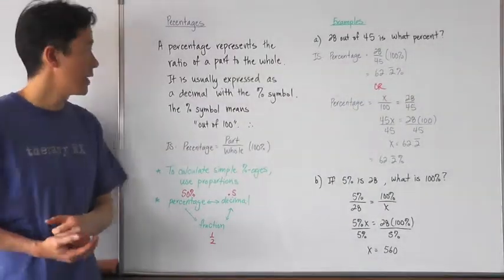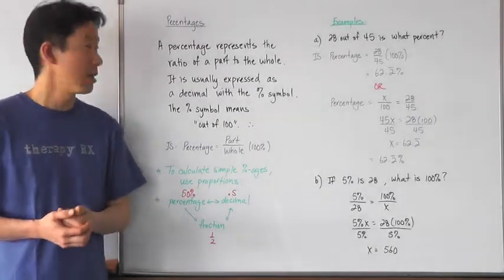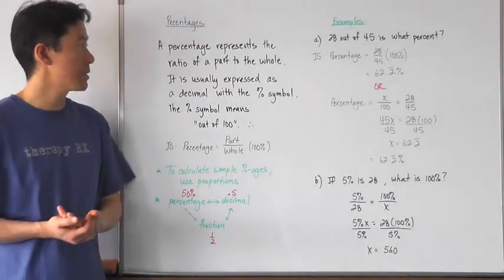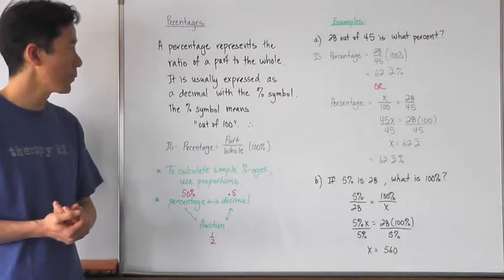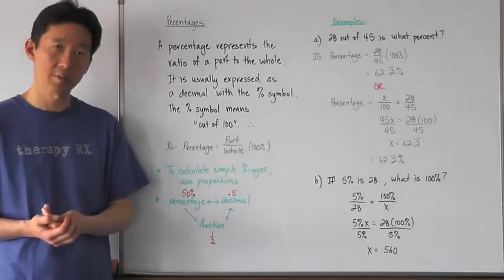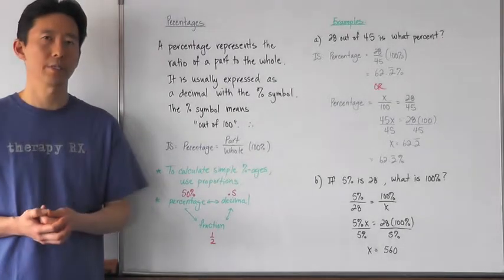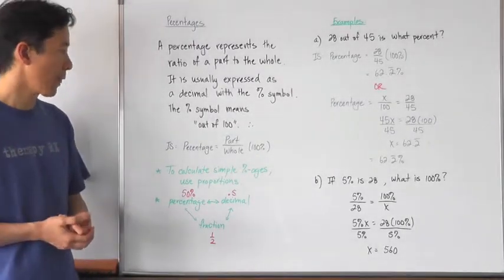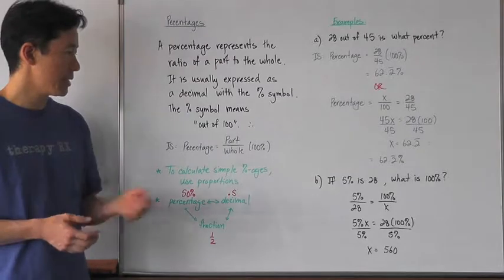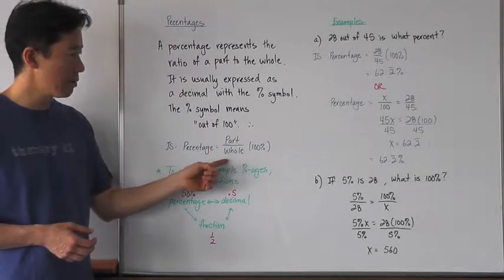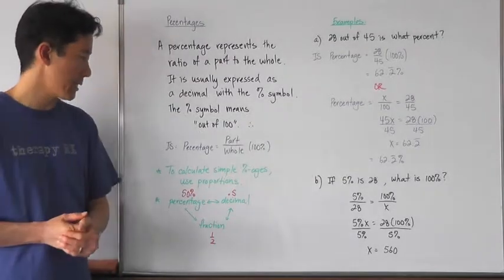Hello everyone, let's go ahead and take a look at percentages. Now a percentage represents the ratio of a part to a whole. It is usually expressed as a decimal with the percentage symbol, and the percentage symbol means simply out of 100. Now the initial statement for percentage is equal to part over whole times 100%.